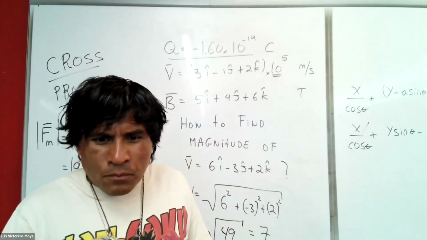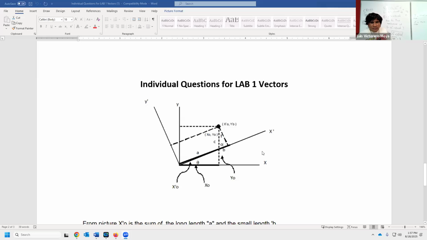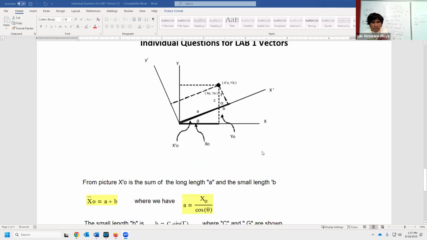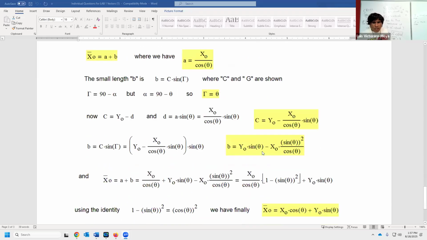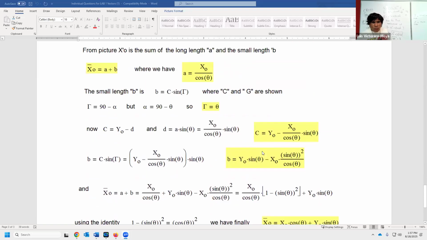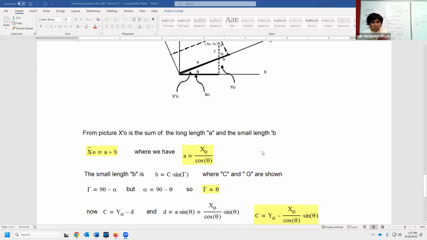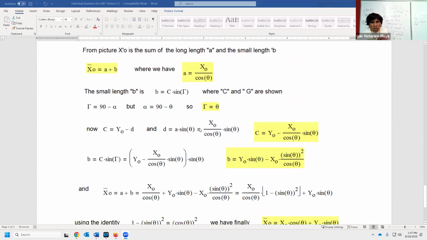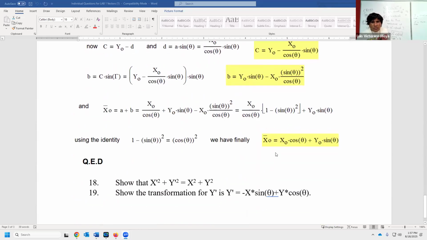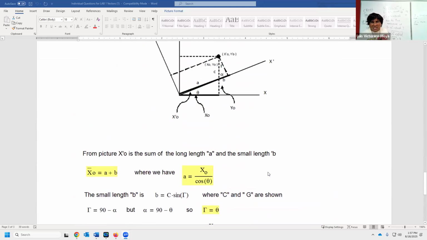So you have the vector, and then I'm going to put this part as extra credit. This is a rotational axis. This one is a small proof that you are going to do. In here, I give you all that you need. So this is x prime here. y prime is what you have to find here. Let me just show you how to do that.